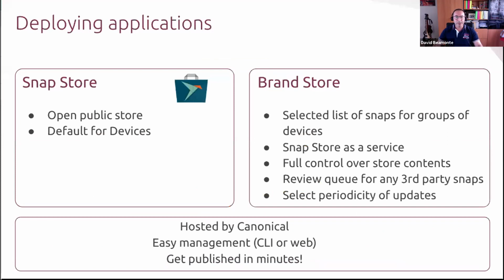So I have continuously mentioned security and application updates, and this is done via stores. The Snap Store is the open public store where anybody with an account can publish applications, and which is the default for the devices unless otherwise specified. A brand store is a private store for having a limited number of applications for a group of devices. This allows full control over that private store content. And as I described in a previous slide, the store provides those kind of mission critical bulletproof transactional upgrades.